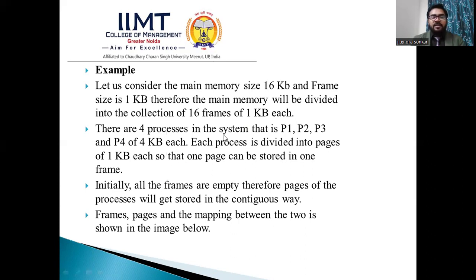And also we have taken 4 processes. Each process size is 4 KB and each process is divided into fixed-size blocks. These blocks are known as pages. So each page is of equal size, that is 1 KB, and each process is divided into 4 pages. Initially, all the frames are empty. Therefore, pages of the process will get stored in a contiguous way.